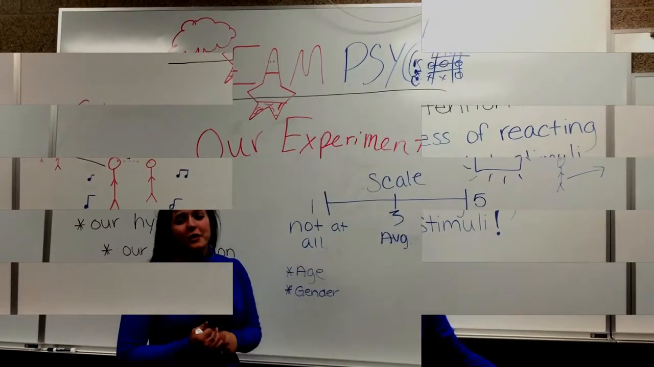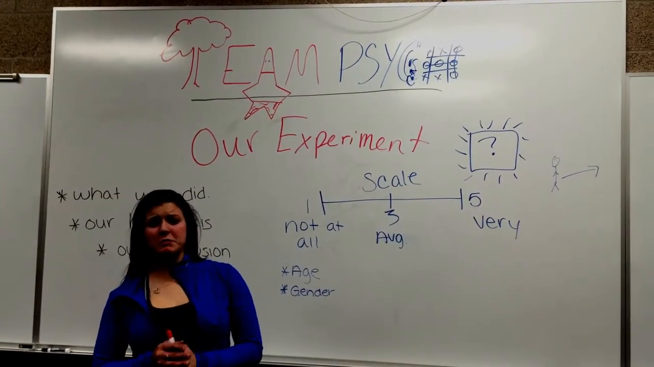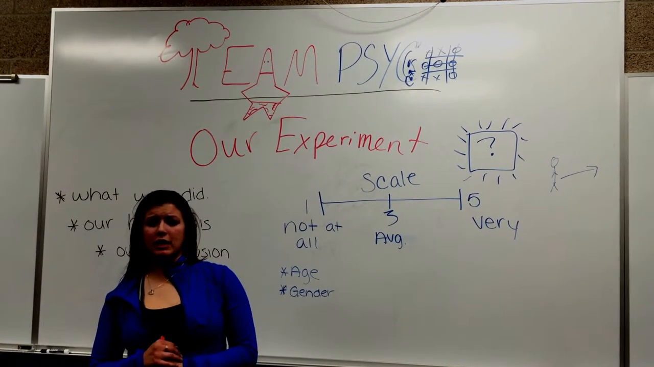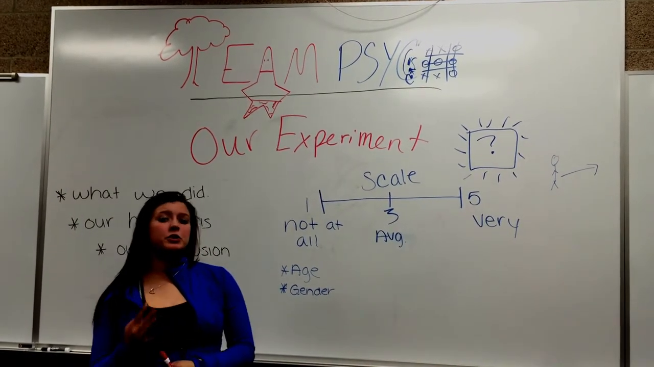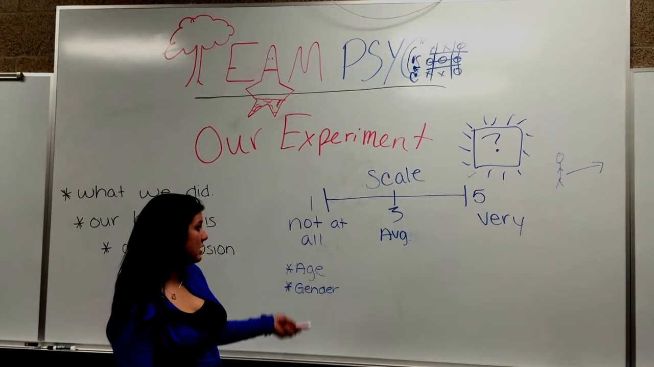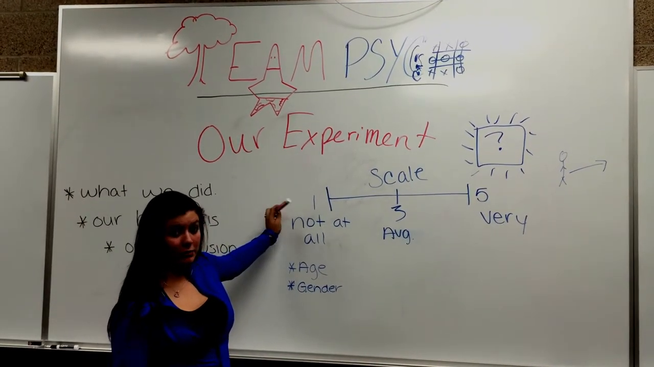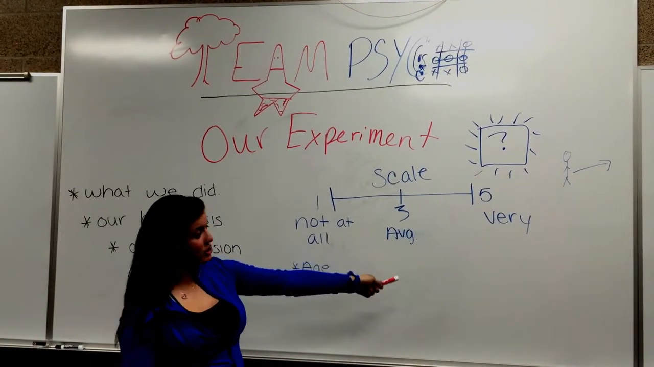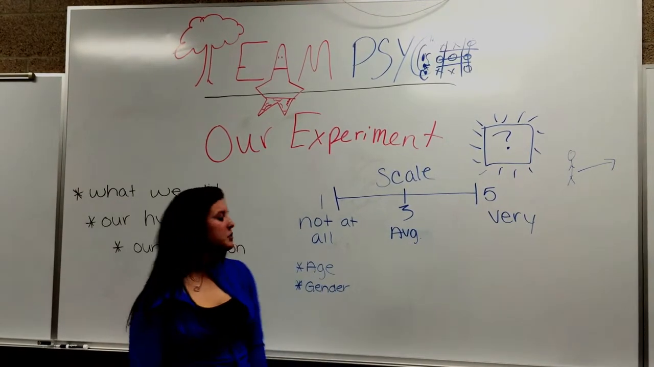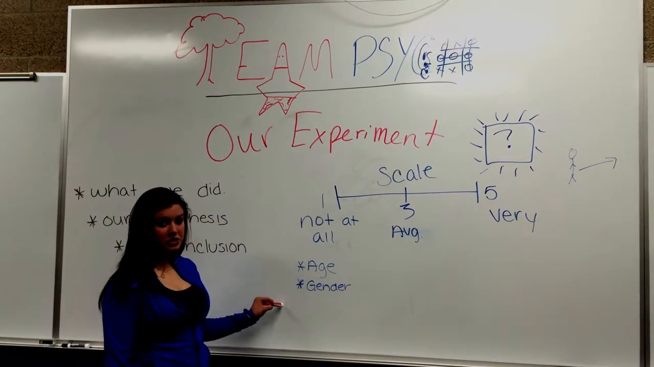For our psychology project, we would use MUD students to fill out a questionnaire. They had 4 questions, and they would have to rate themselves on a scale of 1 to 5, 1 being not at all, 3 being average, and 5 being very. They would also put on there their age and their gender.